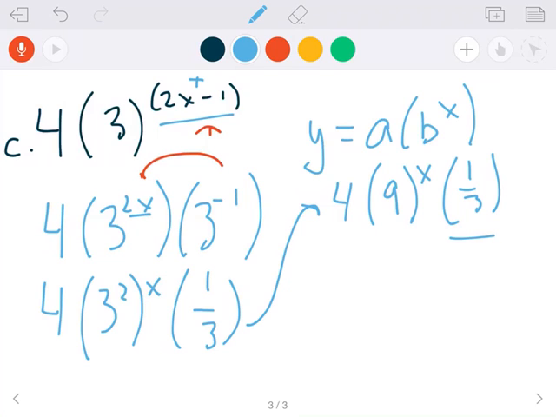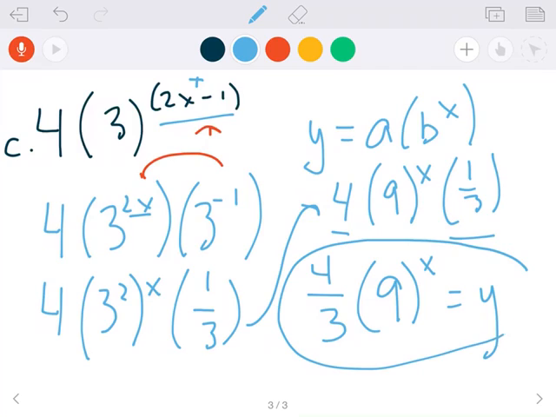We can multiply 1/3 times 4. When we do that, we get 4/3, and then times 9 to the x, which was the form we wanted: a single number times a single number to the x.